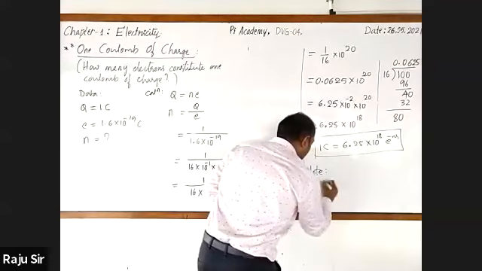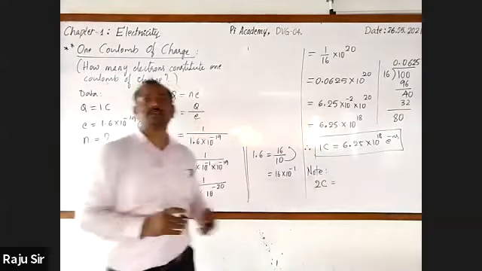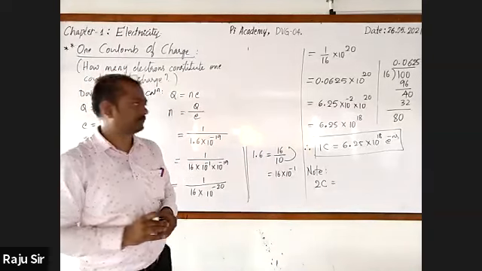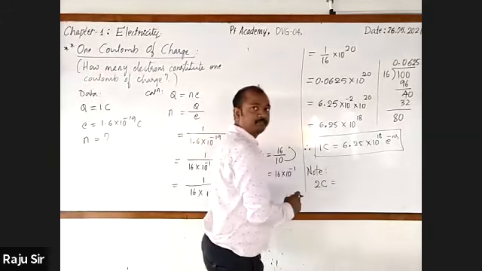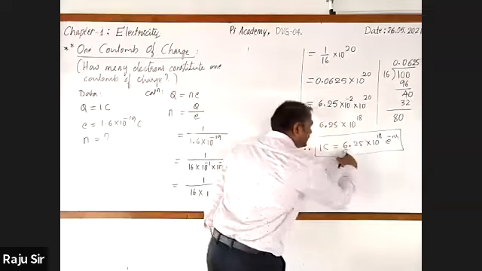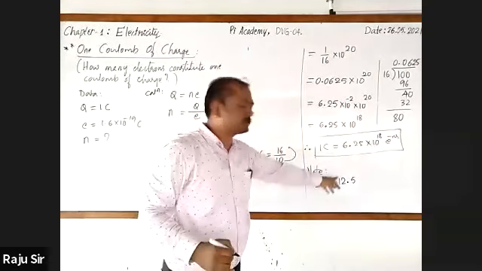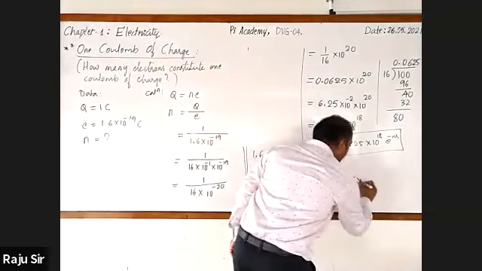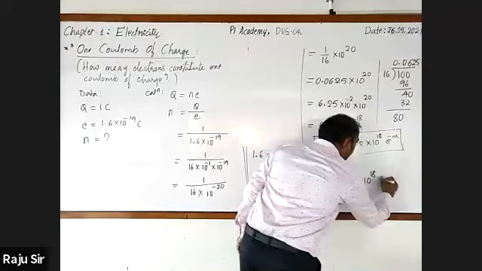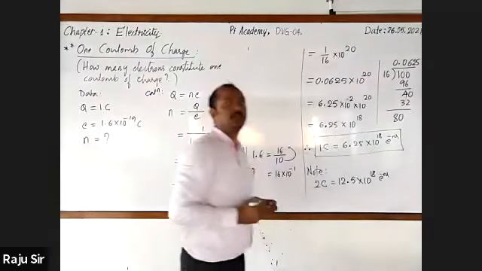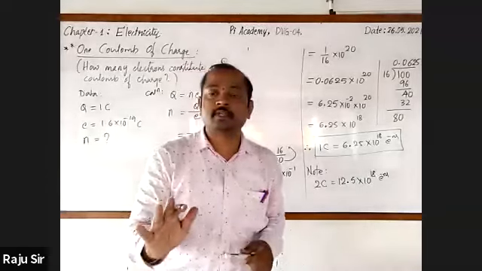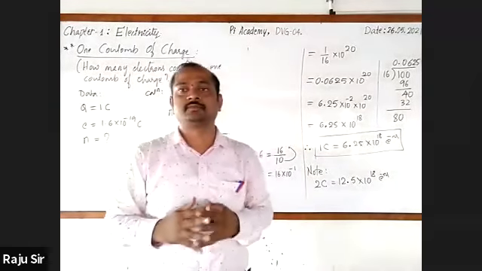Could you tell how many electrons would constitute 2 coulomb of charge? 12.5 into 10 raised to the power 18. Very good. Multiply this by 2. 6.25 2s are 12.5, into 10 raised to the power 18 electrons charge. It was given in the examination for 2 marks.